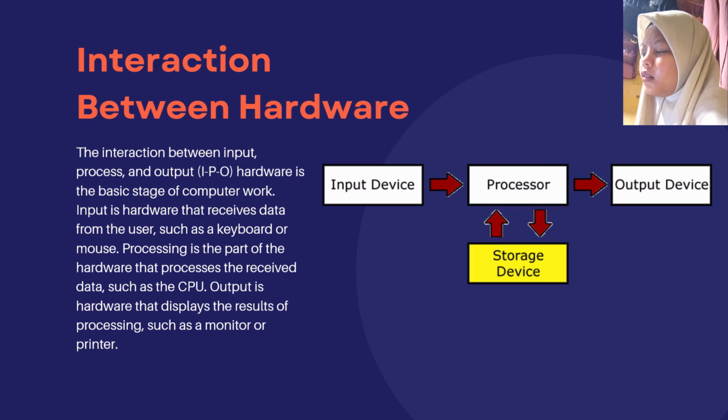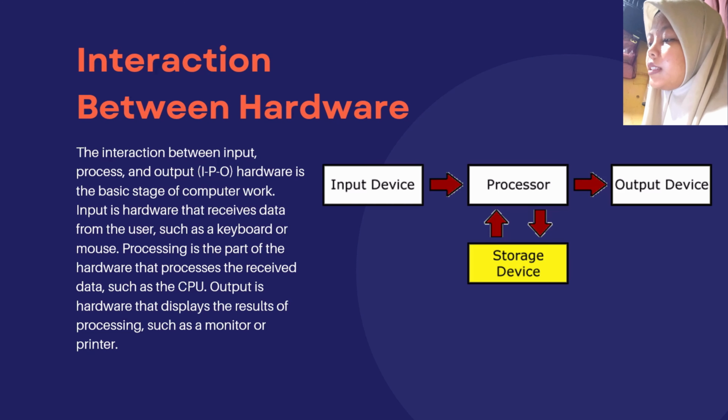Interaction between hardware. Computer hardware operates based on the input-process-output model. Inputs like the keyboard enter data. The CPU process it, transfer it to RAM for temporary storage and faster access, and it can also be stored permanently in an HDD or SSD. And finally, outputs like monitor display the result.